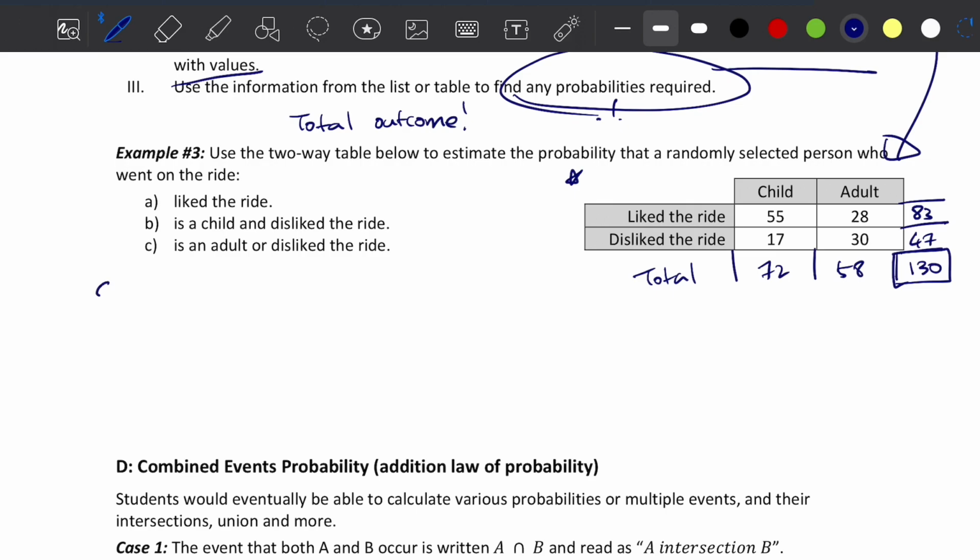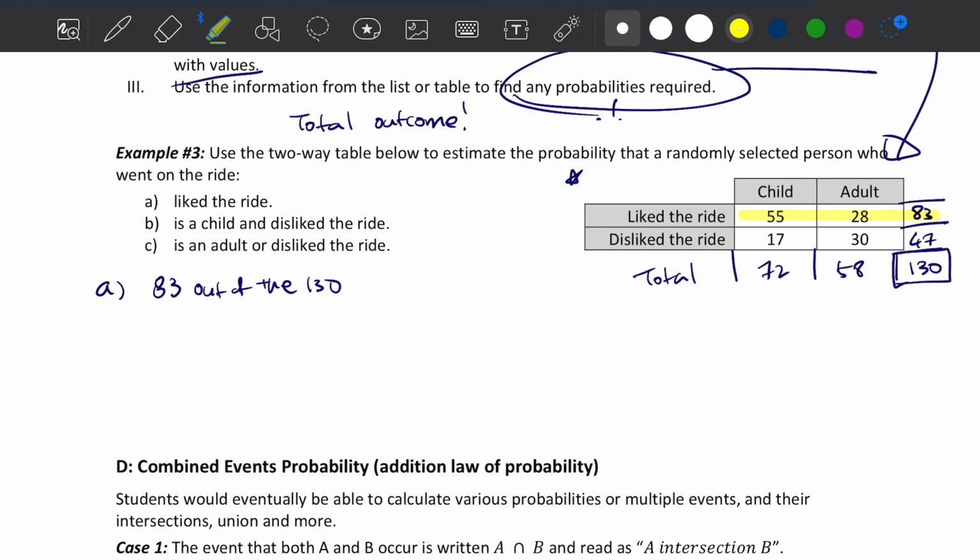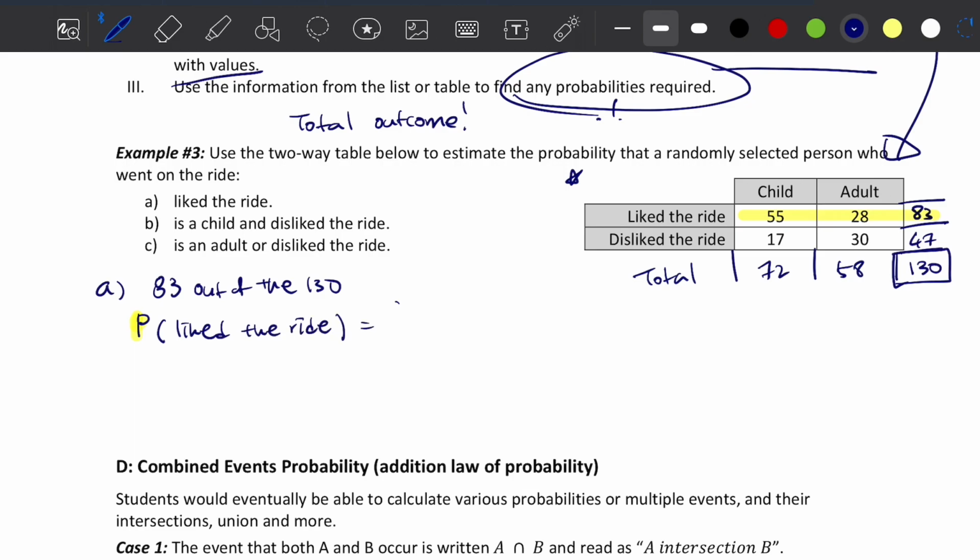So question A, we need to find the probability that a randomly selected person liked the ride. So 83 out of 130 people, we are referring to this part, actually like the ride. So we can say that the probability that the person likes the ride is equal to 83 over 130.